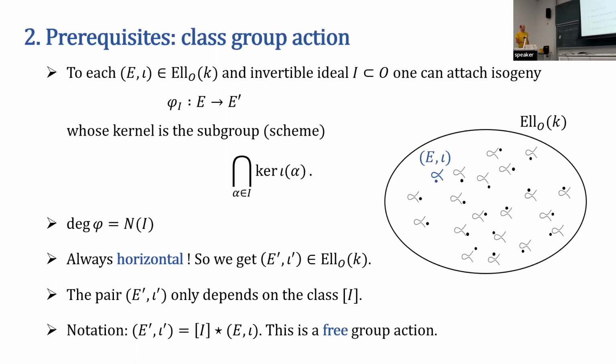Okay, so this is the spool of oriented elliptic curves. I lost my laser pointer here. Yeah, spool of oriented elliptic curves. You have an oriented elliptic curve here. You act with an ideal class and you jump around.